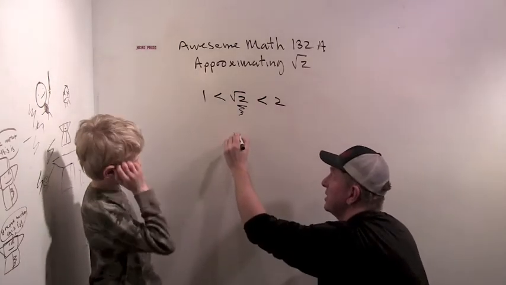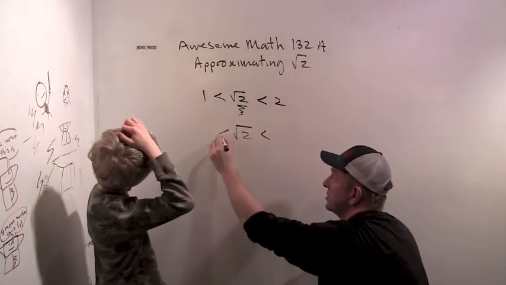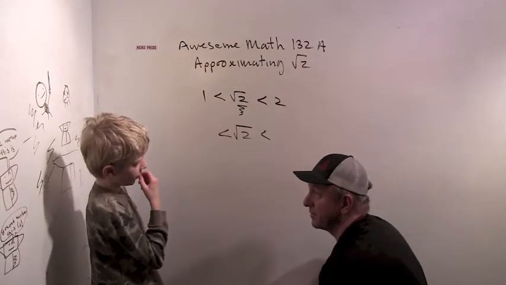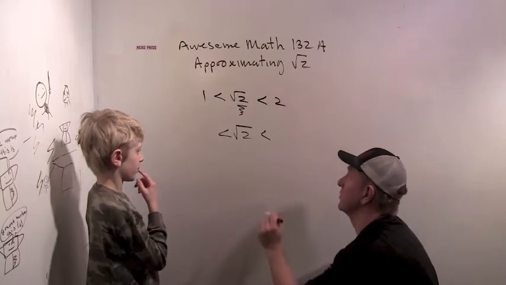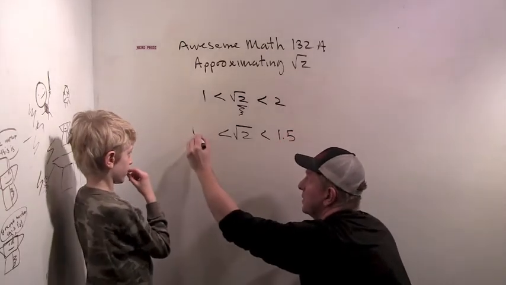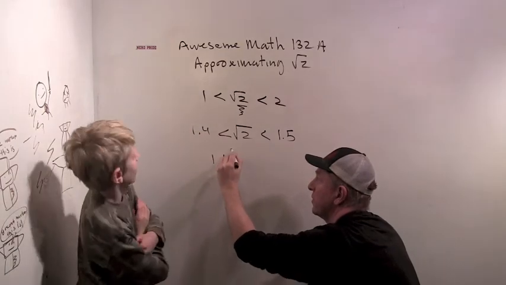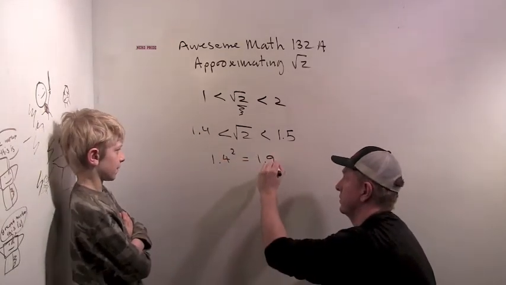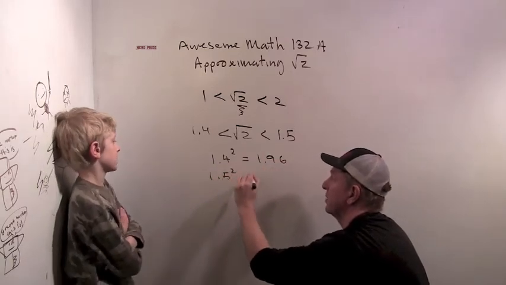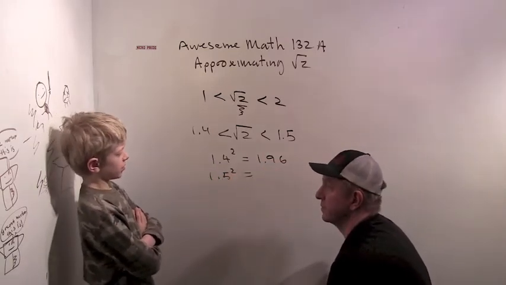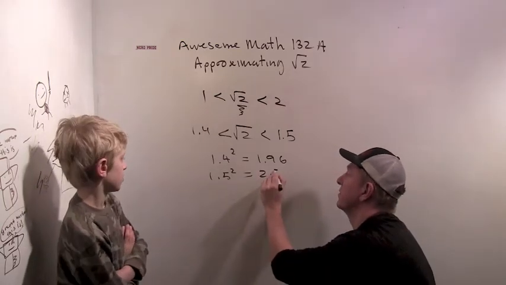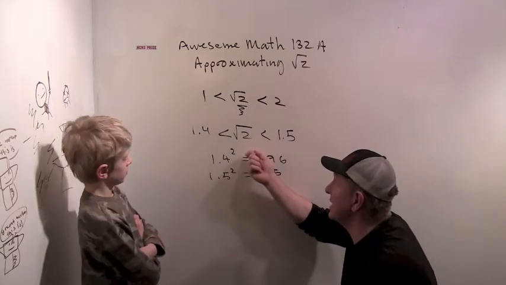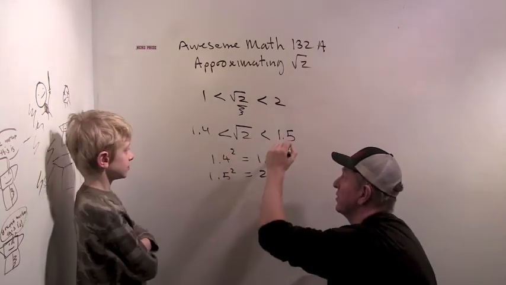But then we tried to get a little bit better approximations, because these are pretty far away. And what were we able to figure out? It's between 1.4 and 1.5. Because 1.4 squared was what? It's 1.96. And 1.5 squared was? 2.25. So we squeezed it in between 1.4 and 1.5.